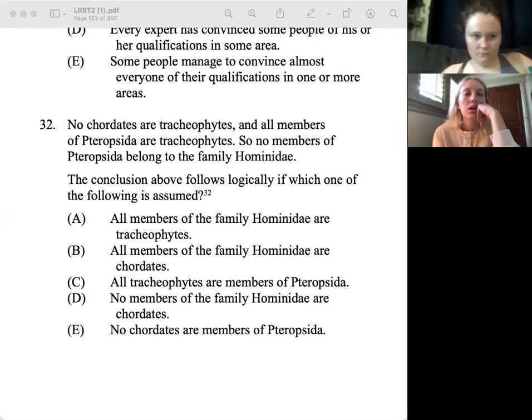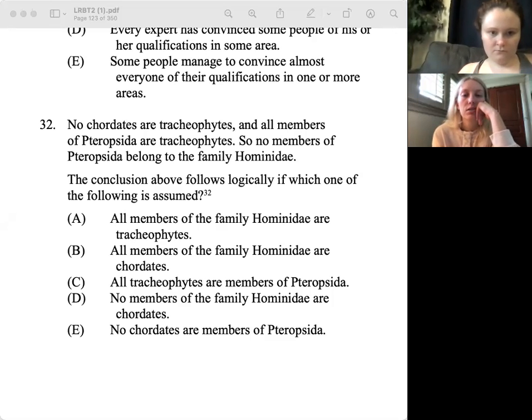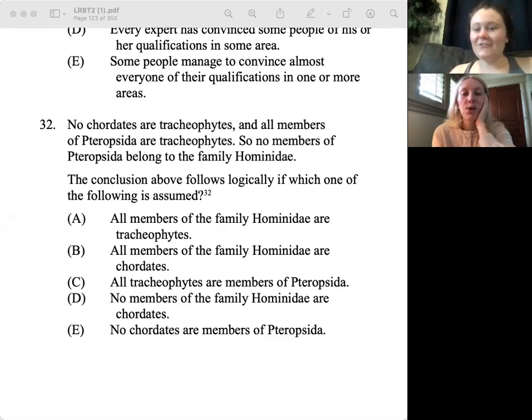So no chordates are tracheophytes, and all members of P are tracheophytes. So no members of P belong to the family Hominidae. Awesome. So what is our conclusion? No members of group P belong to the family. All right, so how would you diagram our conclusion?